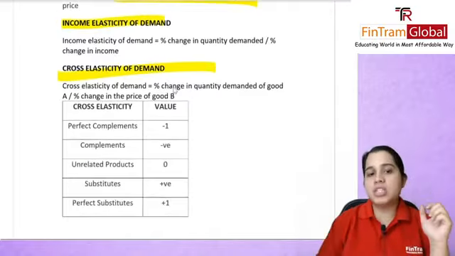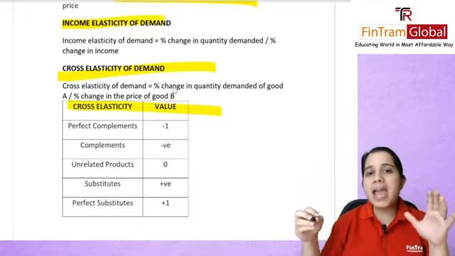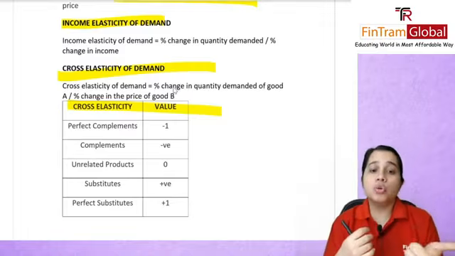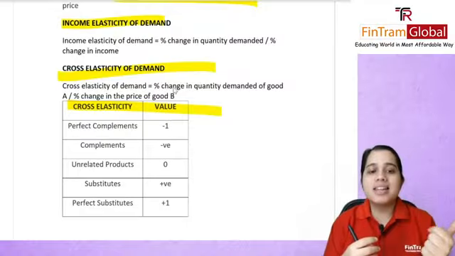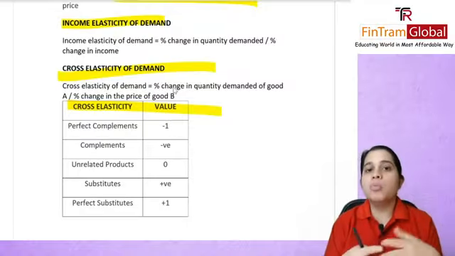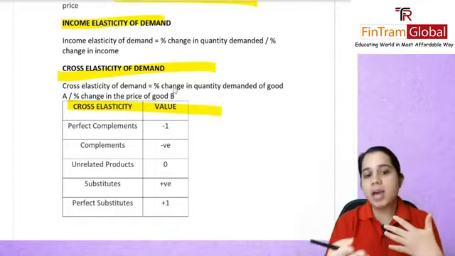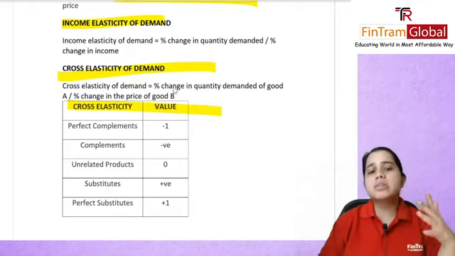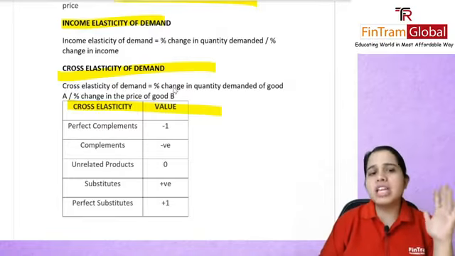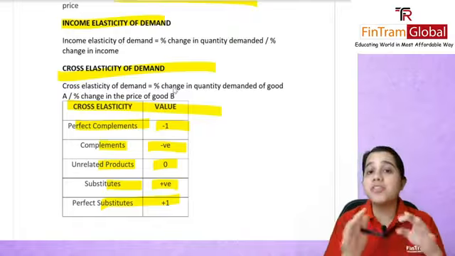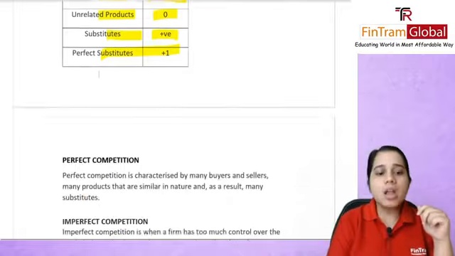Here is a table that I would suggest you keep in mind and remember, because you can get an MCQ from here. It could be like the cross elasticity is, let's say, -1. So what types of goods are they? Are they perfect complements? It's good practice to keep this in mind: if it's -1, they are perfect complements; negative, complements; 0, unrelated; positive, substitutes; and if it's +1, they are perfect substitutes for each other.